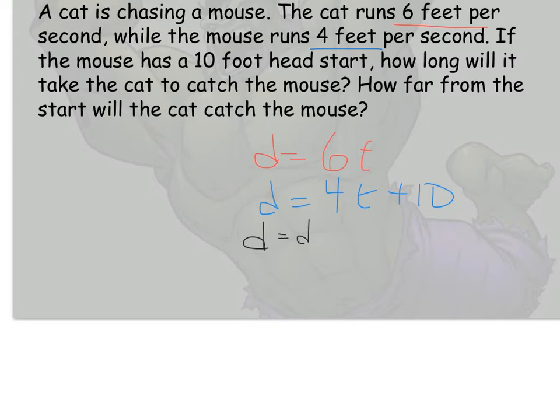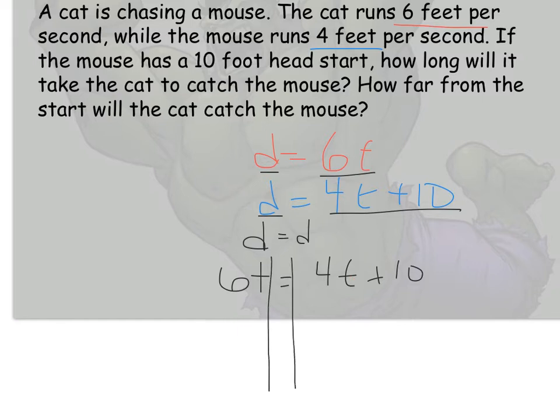And what I mean by that is this distance, I'm going to substitute what it equals, 6t. And this distance, I'm going to substitute what it equals, 4t plus 10. And once you're done that, well, now we have an equation. We only have one variable, this t, and we just need to solve for it.